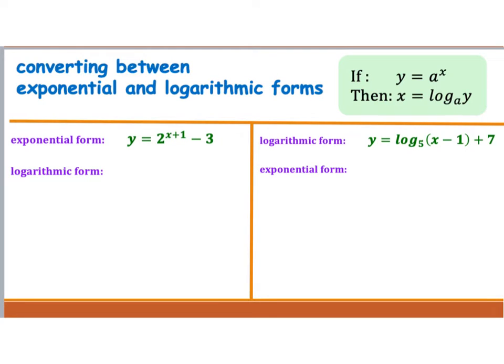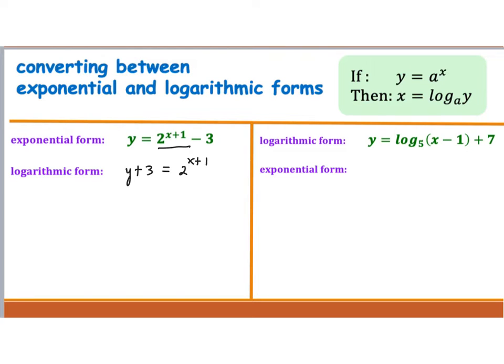Let's start with the exponential function y is equal to 2 to the x minus 3, and let's write it in logarithmic form. First, we need to isolate the exponential part. So let's add 3 to both sides of the equation. So we will have y plus 3 is equal to 2 to the x plus 1.